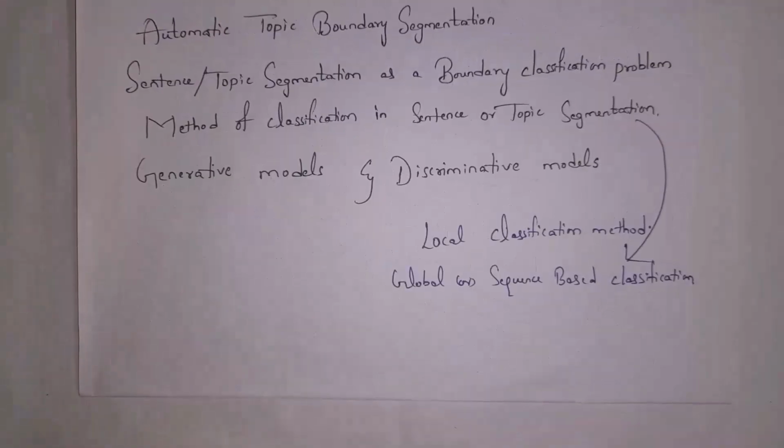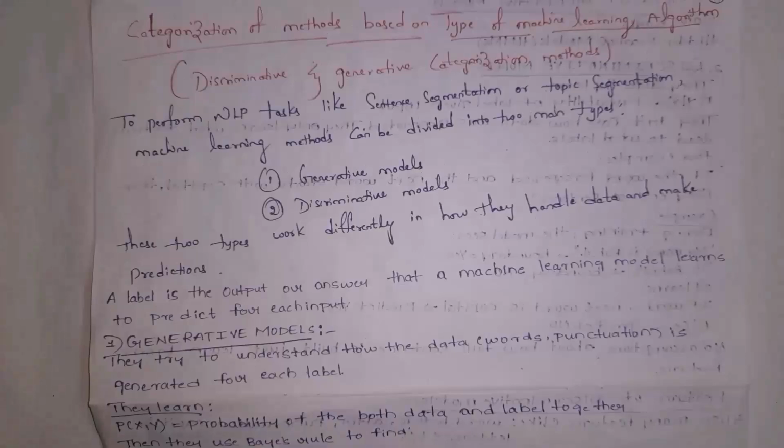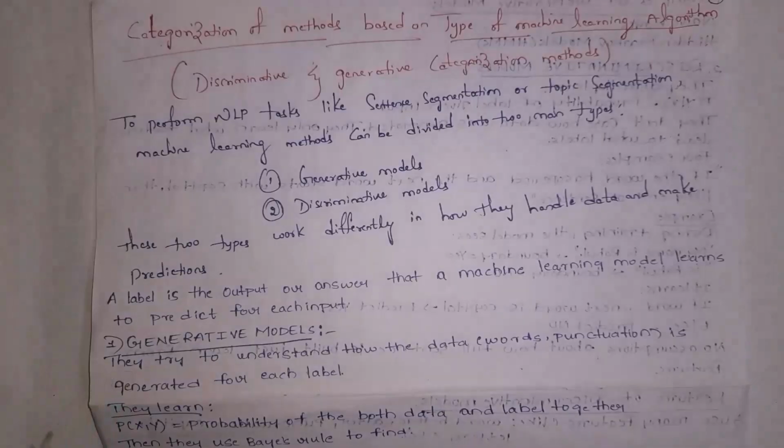Next I will explain what are generative models and discriminative models. Guys, in order to perform sentence segmentation or topic segmentation in NLP, we can use two types of machine learning models. They are generative models and discriminative models. These two models are completely different in the way they handle data and make predictions. Whenever we give input to machine learning models, these machine learning models will give output.